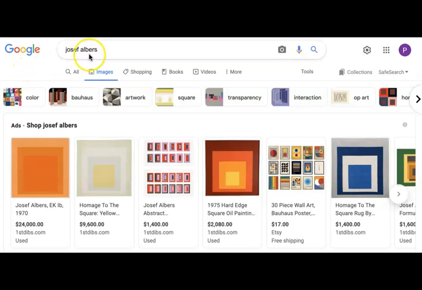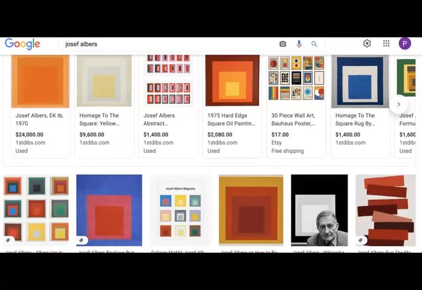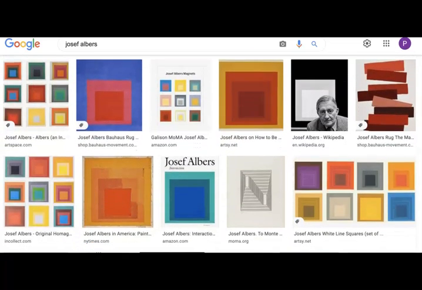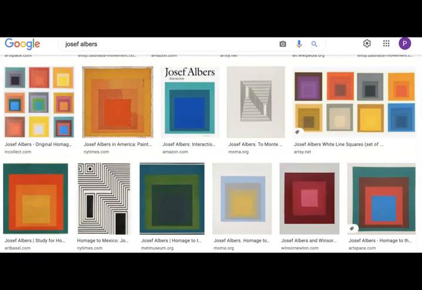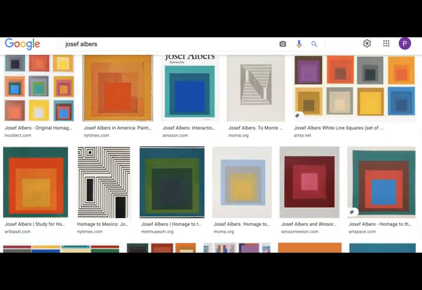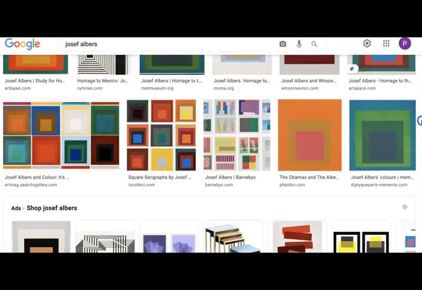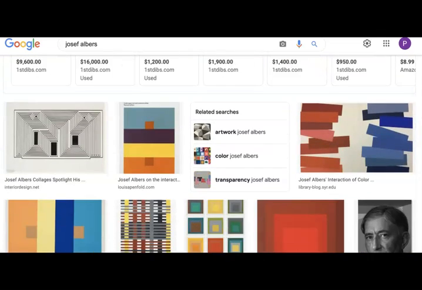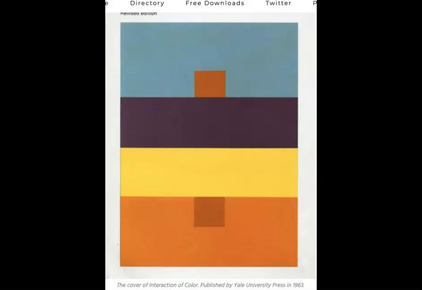So I just Googled Joseph Albers, a very important 20th century artist who devoted his entire life to studying the complexity of color. And his artworks are actually incredibly simple in some ways, colored squares. But what he's doing is he's studying how complex the interactions of color can be, because color is always in relationship to other colors. Here's his wonderful book on the interaction of color.